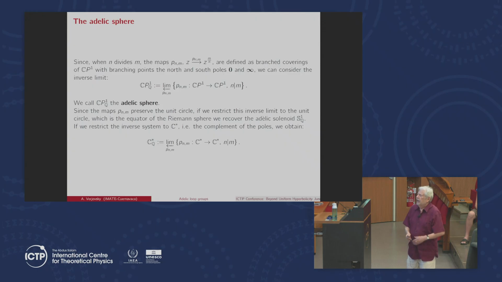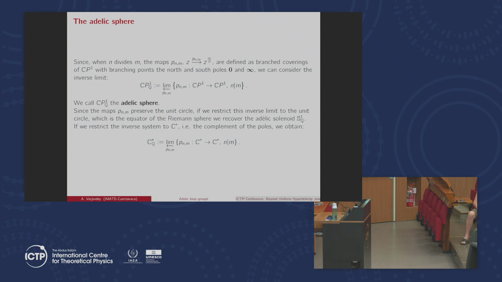But now, you know, the map z goes to z to the n is not only defined for the circle, it's defined in the complex plane. In fact, it's defined in the projective line. And so from now on, what I want to do is to construct an Adelic version of the projective line.